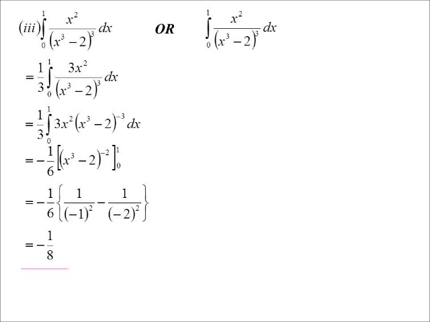If you wanted to do this one via substitution, again, you look at it and say, oh, what's causing me the problem? The problem is the x cubed minus 2 in the parentheses there. I'll let u equal x cubed minus 2 then. So du will be 3x squared dx.